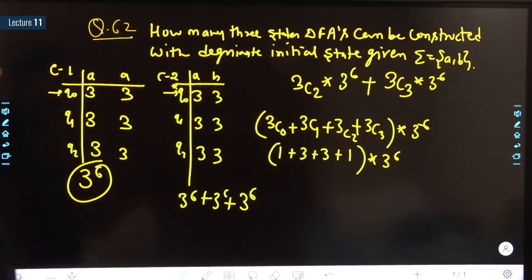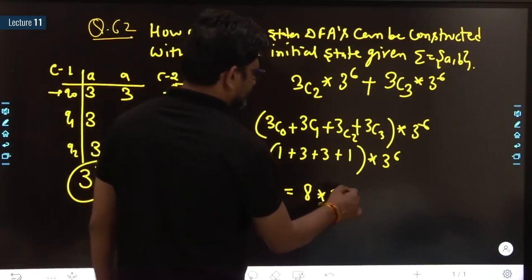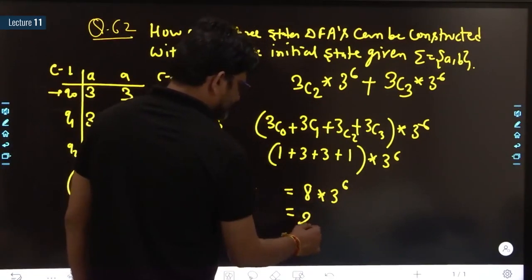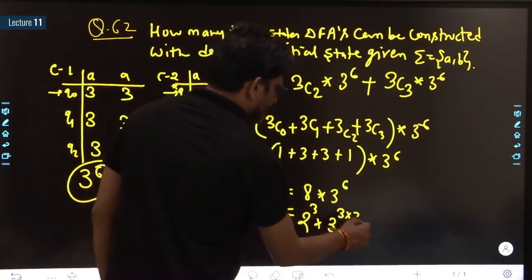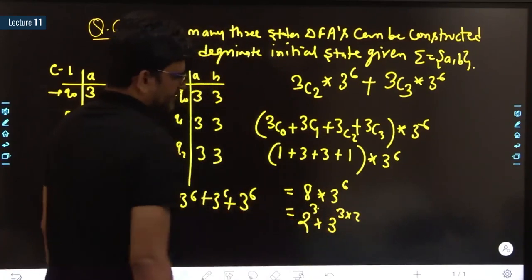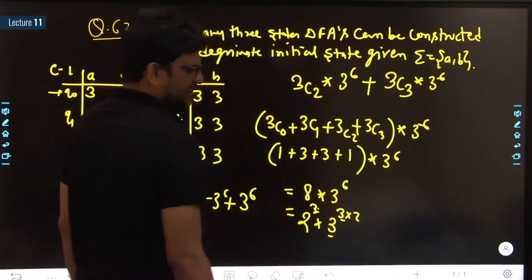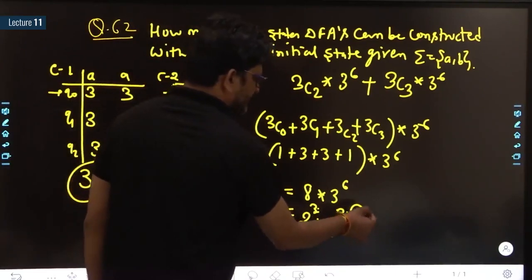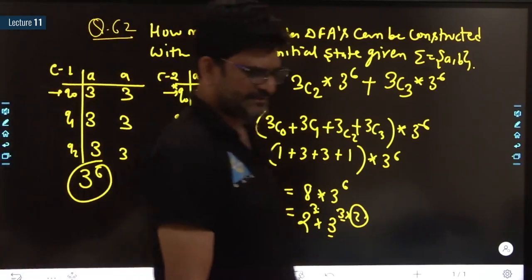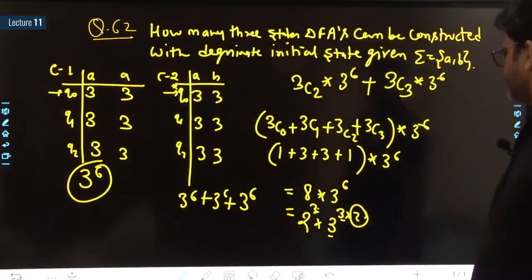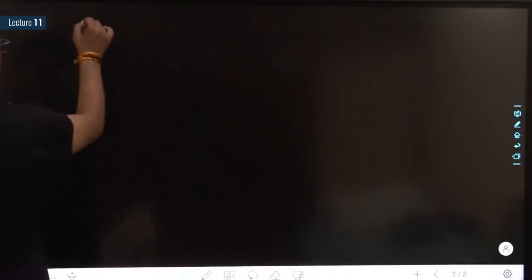Clear, my dear friends? So how many DFAs in total? 8 into 3 to the power 6. We can write this as 2 to the power 3 into 3 to the power 3 into 2, where 3 is the number of states and 2 is the number of input alphabets. So we can generalize this in the next question. Are you getting my point? See, next, question number 63.